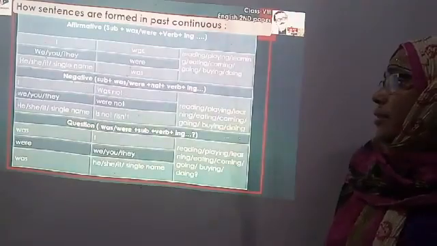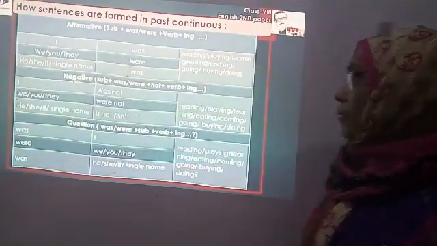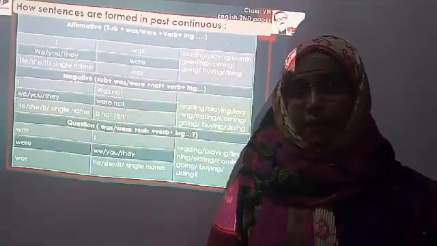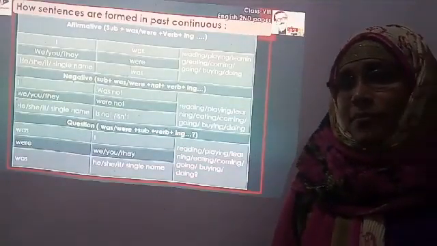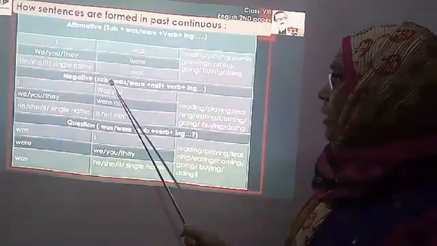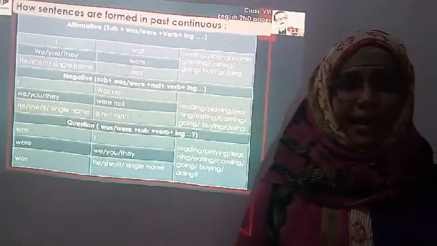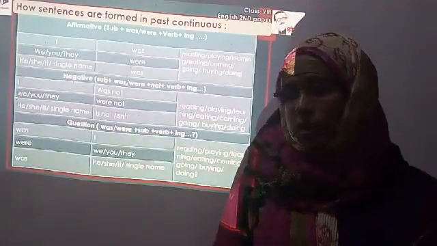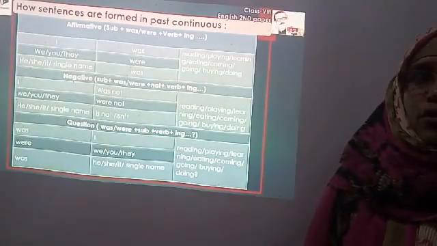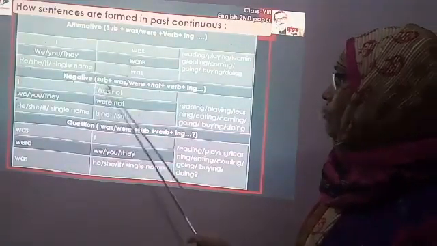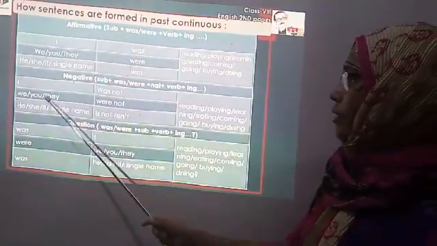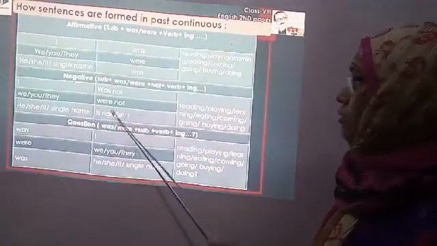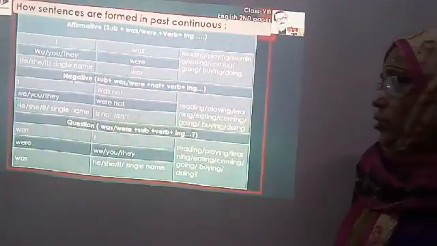Then the negative sentence. This is also like present continuous, you just add not after the auxiliary verb. The auxiliary verbs are was, were. Subject, was or were, then not will be added here if it is a negative sentence. I was not, we were not, you were not, they were not, he was not, she was not.